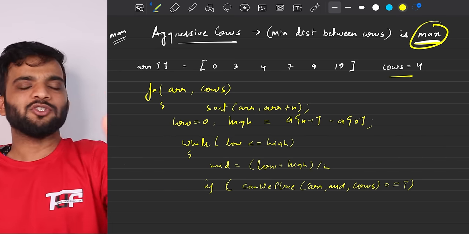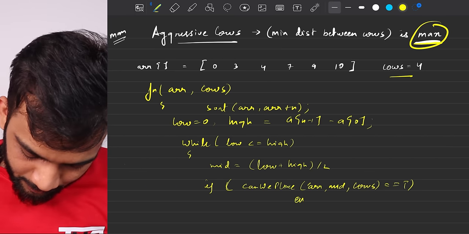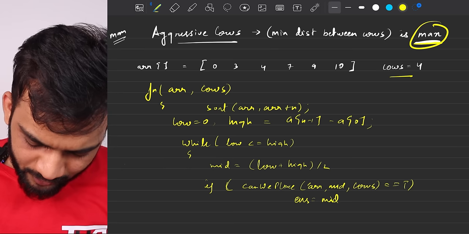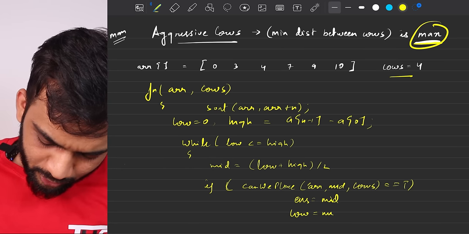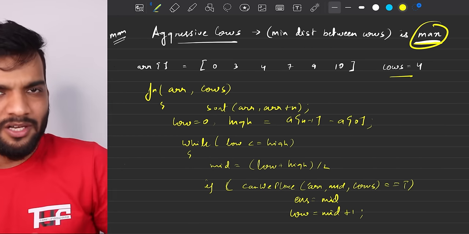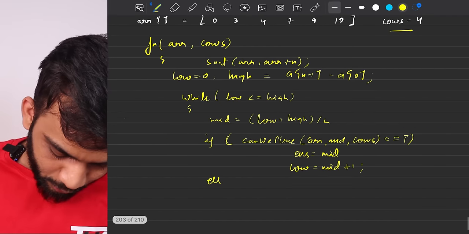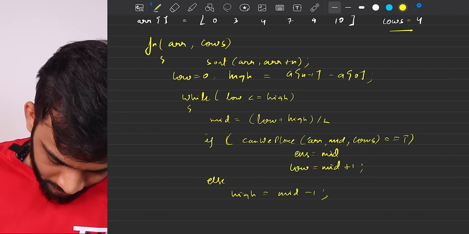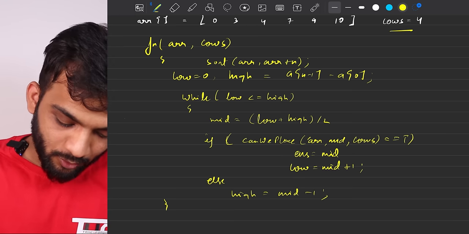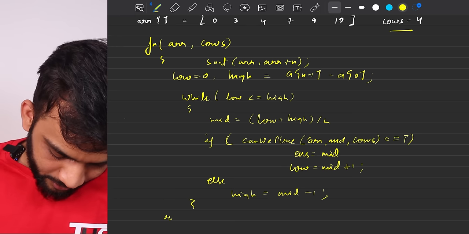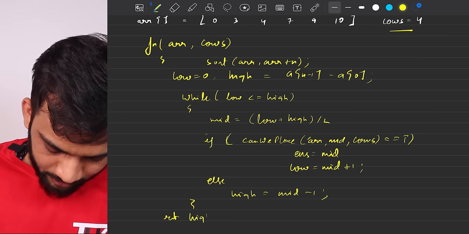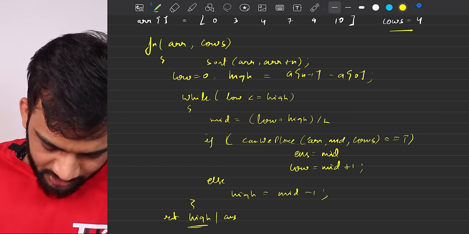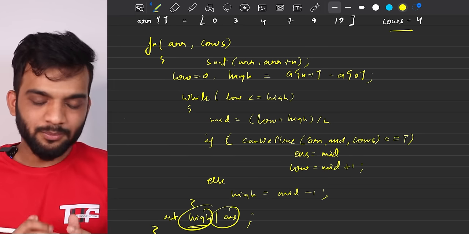If you can place, this is a possible answer. Maybe you can store it in an answer. And we need bigger values, so look for the right half because the right half has bigger values. Or else look for smaller values because that's not possible. And at the end of the day, the while loop will end here and then you can return the high, or you can return the answer as well. Your wish, either high or either answer, and then you end up the function.